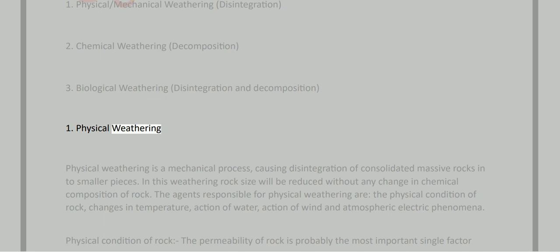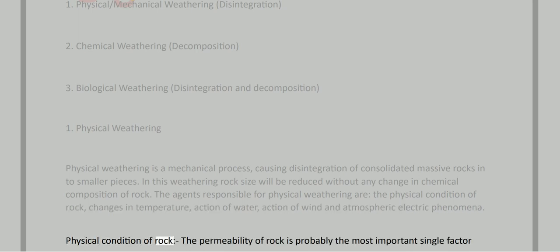1. Physical weathering. Physical weathering is a mechanical process, causing disintegration of consolidated massive rocks into smaller pieces. In this weathering, rock size will be reduced without any change in chemical composition of the rock. The agents responsible for physical weathering are the physical condition of rock, changes in temperature, action of water, action of wind and atmospheric electric phenomena.